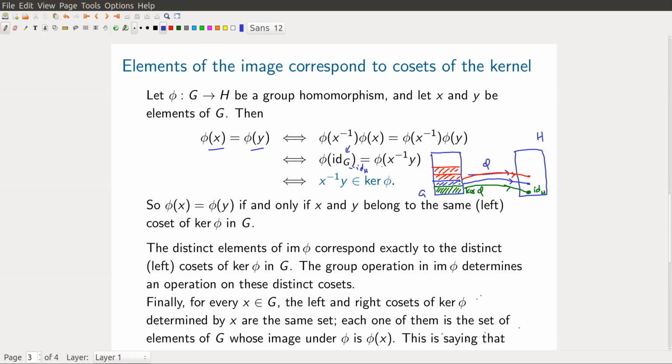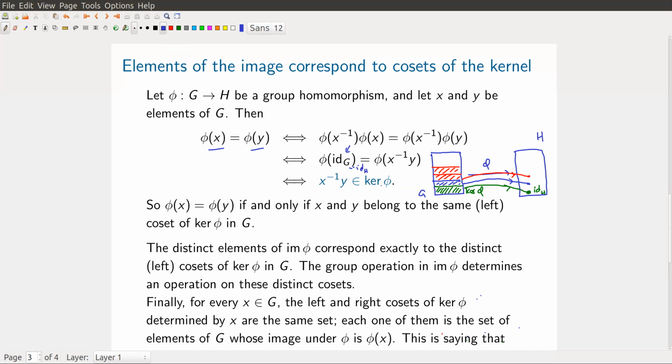is equal to phi applied to x inverse y if and only if x and y have the same image under phi. Well, that tells us that phi applied to x inverse y is the identity element in H, which is exactly what it means to say that x inverse y, that element of G, belongs to the kernel of phi. Okay, what are we saying? We're saying that two elements x and y have the same image under phi if and only if the element x inverse y is in the kernel of phi.